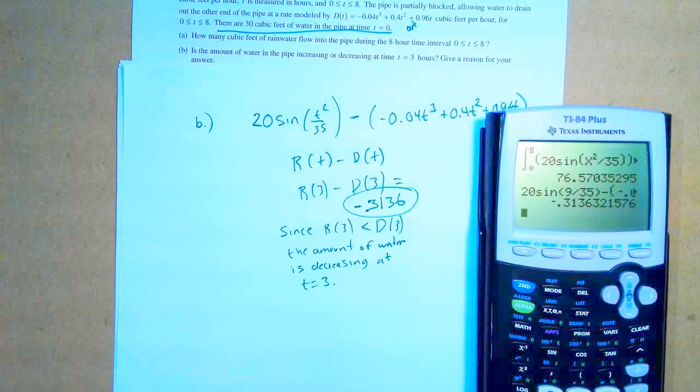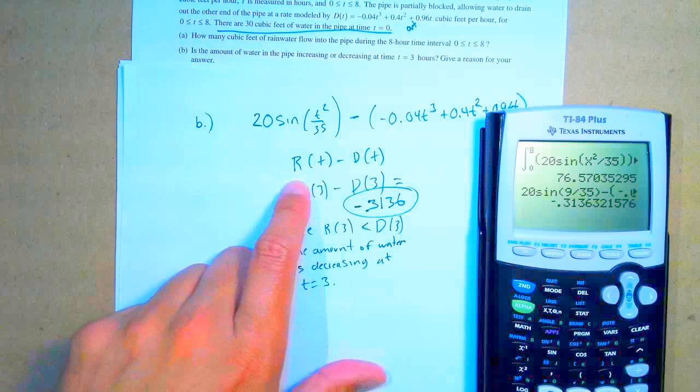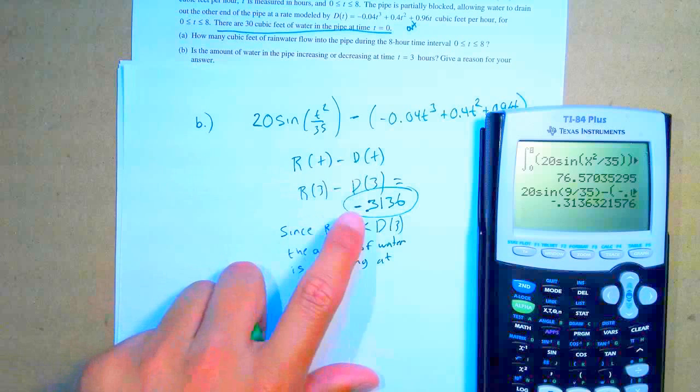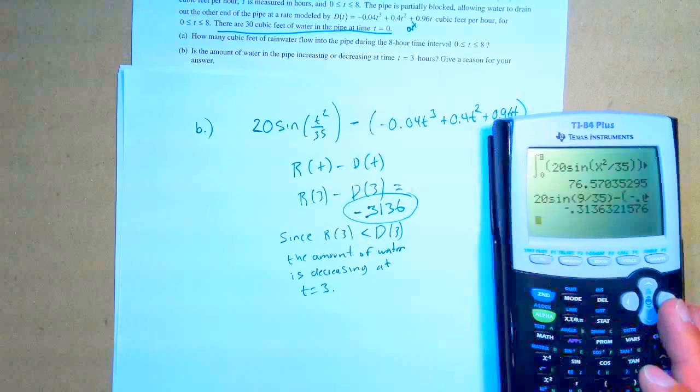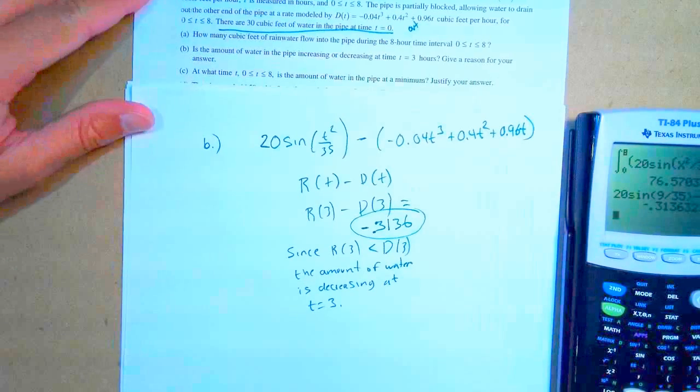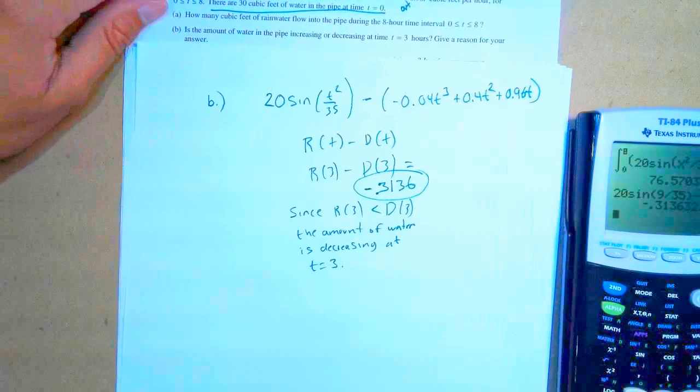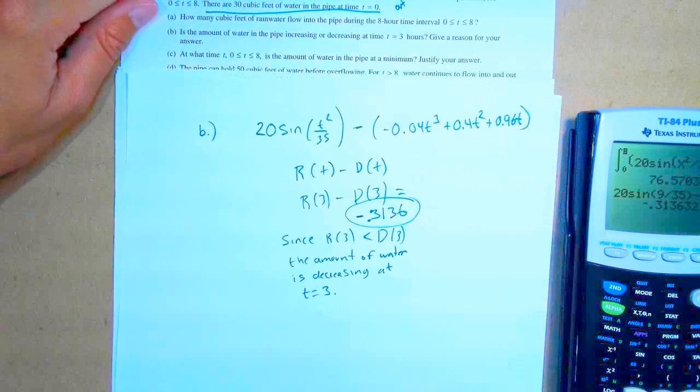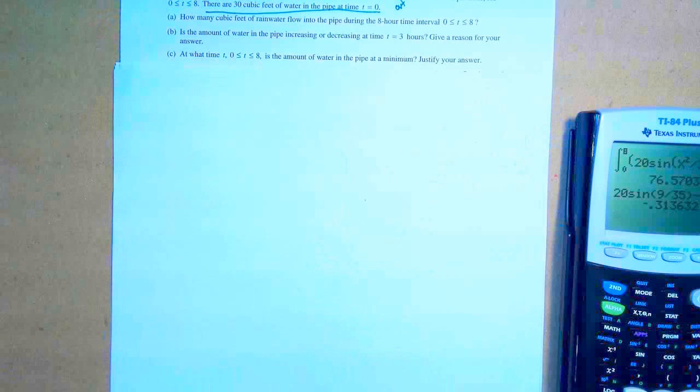So anytime they're asking for increase and decreasing and you have an in and out problem, make sure you subtract the in and the out, and if it's positive, it's increasing, if it's negative, it's decreasing. Alright, so then we're going to move on to part C. Part C says, at what time between 0 to 8 is the amount of the water in the pipe a minimum?